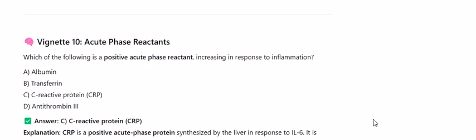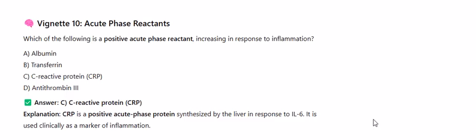Vignette 10. Acute phase reactants. Which of the following is a positive acute phase reactant, increasing in response to inflammation? A. Albumin. B. Transferrin. C. C-reactive protein, CRP. D. Antithrombin III. Answer C. C-reactive protein. Explanation: CRP is a positive acute phase protein synthesized by the liver in response to IL-6. It is used clinically as a marker of inflammation.